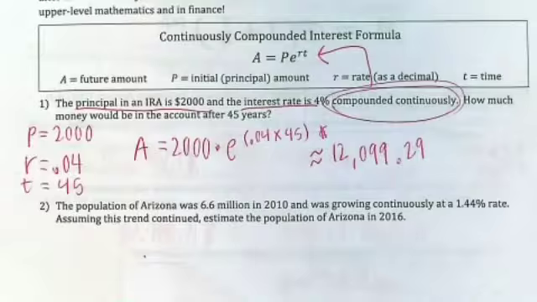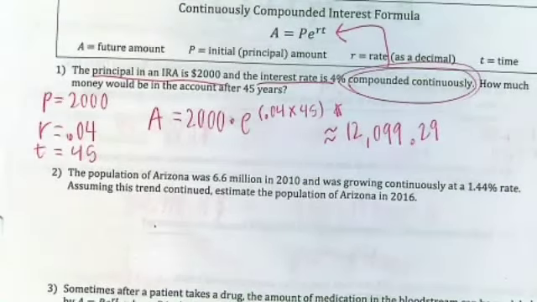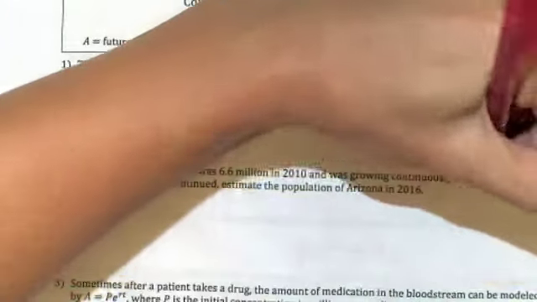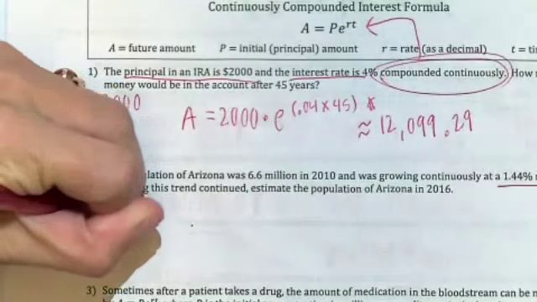Okay. Let's keep on keeping on. So it says the population of Arizona was 6.6 million in 2010, and it was growing continuously at a rate of 1.44%. I'm going to go ahead and change that.